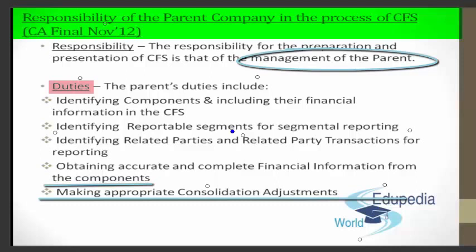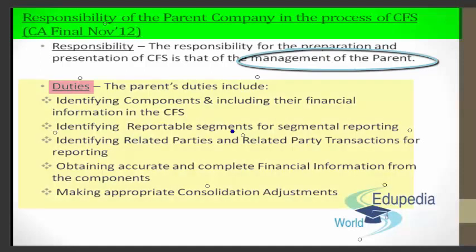And finally, making appropriate consolidation adjustments. So since you are making the consolidated financial statements, you need to make some of the adjustments. So something which is applicable to one country may not be applying to another country. And the ones which are applicable to both the companies and both the countries may not apply to the parent country, the country with which the parent is associated. So you need to make those appropriate adjustments as well. So these are the duties of the parent.